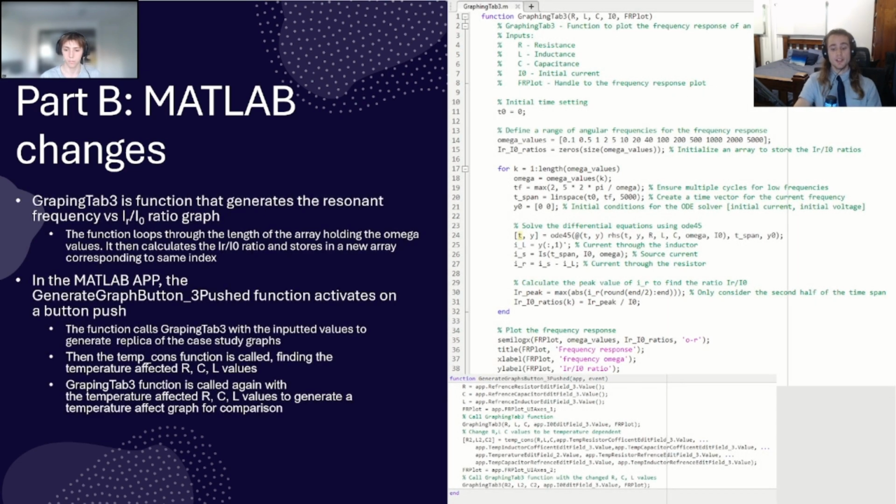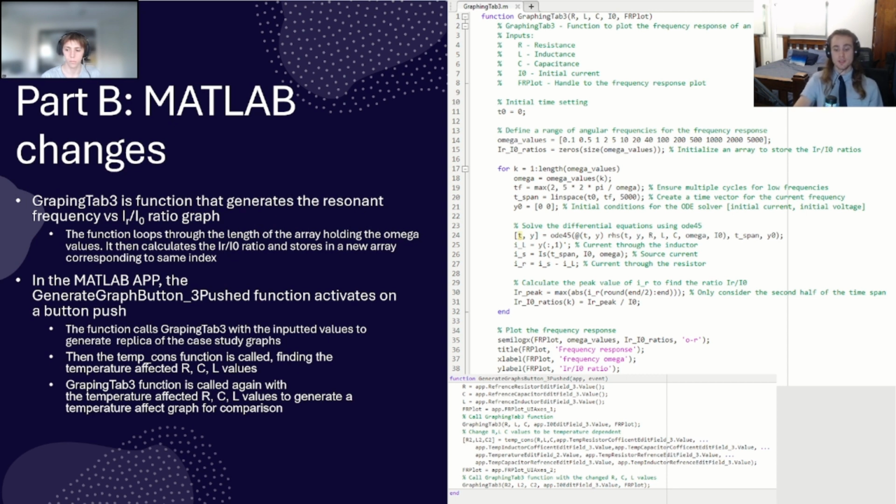Graphing tab 3 is a function that generates the resonant frequency versus current over resistor over initial current ratio graph. This function loops through the length of the array holding the omega values and then calculates the IR over I0 ratio and stores it in a new array corresponding to the same index. In the MATLAB app, the Generate Graph button push 3 function activates on a button push. The function calls graphing tab 3 with the inputted values to generate a replica of the case study graphs.